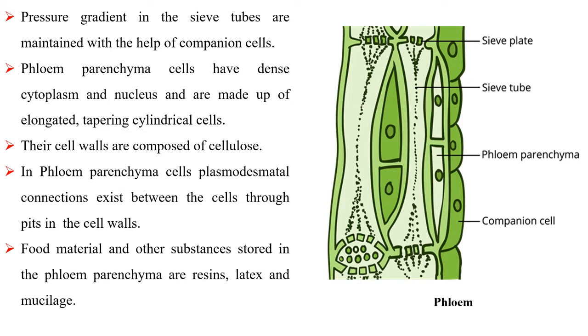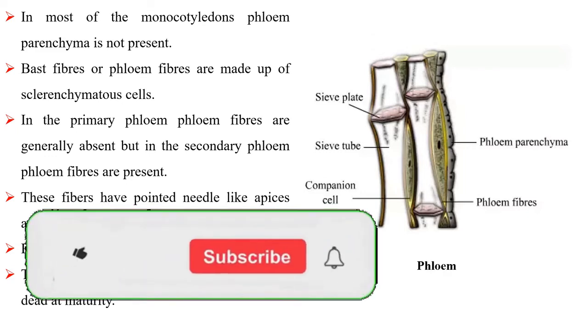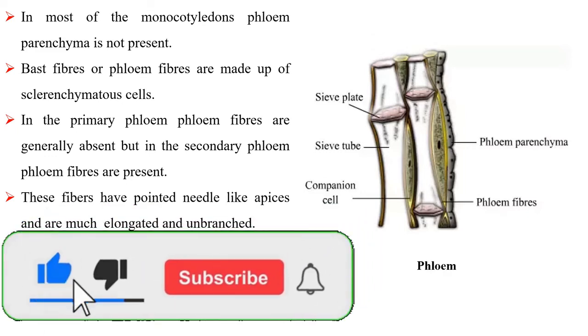Phloem parenchyma cells have dense cytoplasm and nucleus and are made up of elongated tapering cylindrical cells. Their cell walls are composed of cellulose. In phloem parenchyma cells, plasmodesmatal connections exist between the cells through pits in the cell walls. Food material and other substances stored in the phloem parenchyma are resins, latex, and mucilage. In most of the monocotyledons, phloem parenchyma is not present.